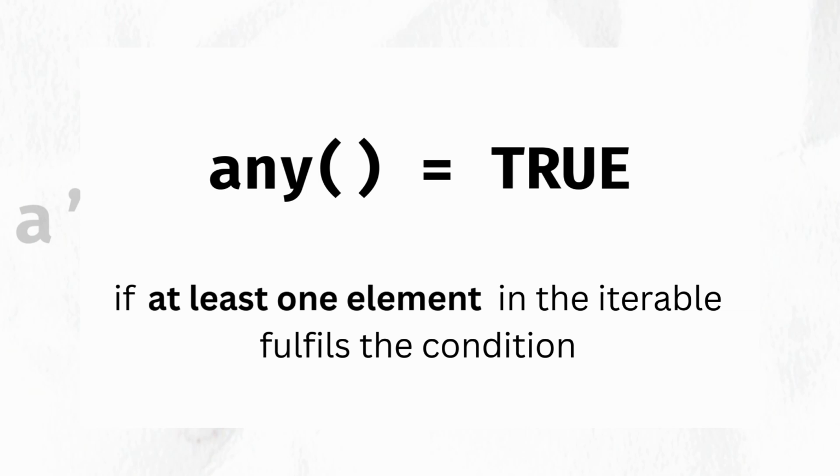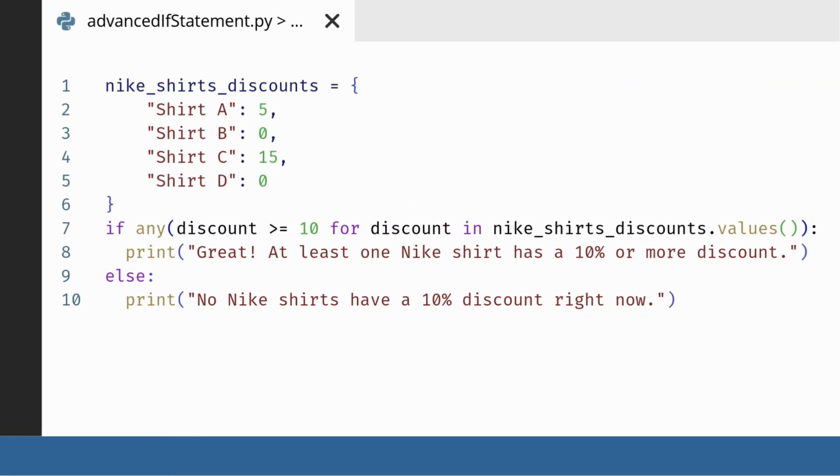If none of the elements are true, it returns false. If the iterable is empty, any returns false. Now let's say you want to check if a Nike shirt has a 10% discount.